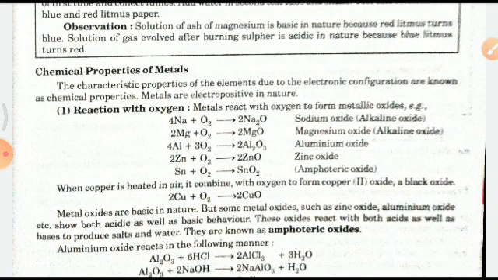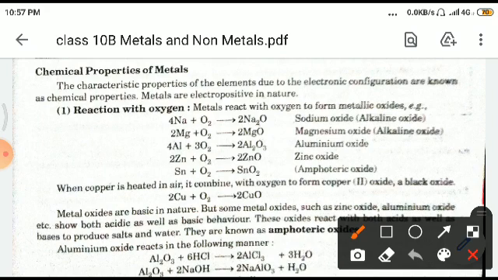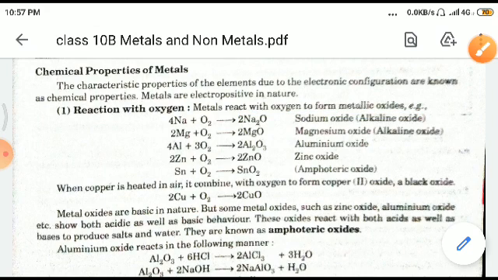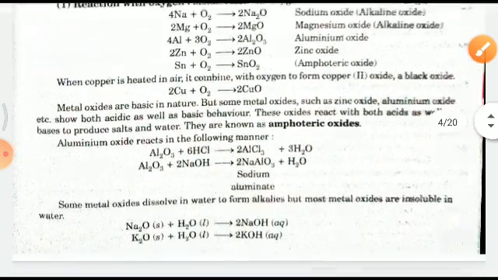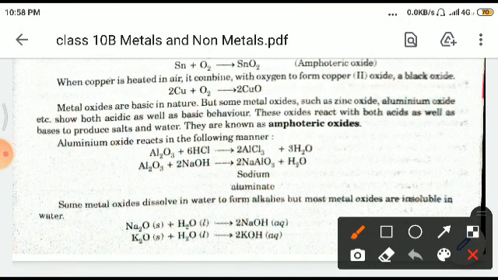They react with oxygen to form metallic oxides. What will they form? With oxygen they form metallic oxides. 4Na plus O2 will give 2Na2O, which is sodium oxide. When metals react with oxygen, these oxides are generally basic oxides, or alkaline oxides. But there are also amphoteric oxides. Amphoteric oxides are those which react both as acids as well as bases.